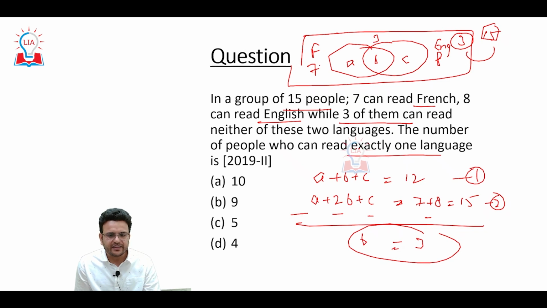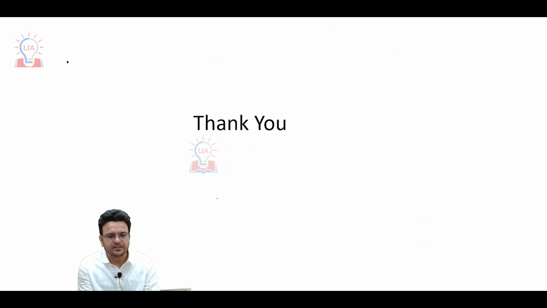So then definitely 7 minus 3 is 4, and 8 minus 3 is 5. So 4 plus 5 is 9. 9 people can read exactly one language. So hope you are able to understand this particular question also.